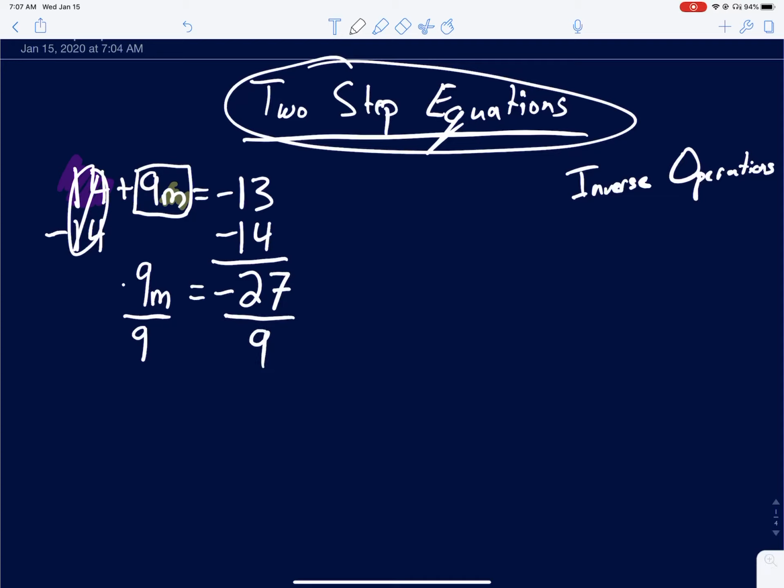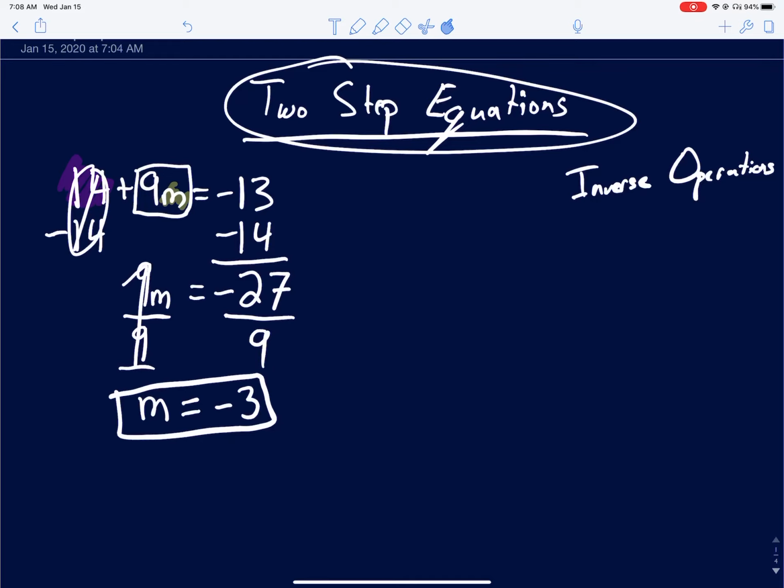So 9 divided by 9 is 1. We're left with just m on the left side. And 27 divided by 9 is 3. But in this case, it's a negative divided by a positive. And we know a negative divided by a positive is a negative. So this is going to be m equals negative 3.